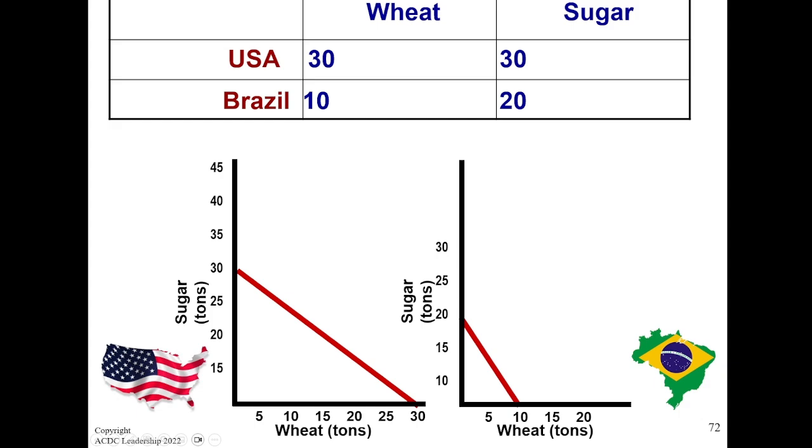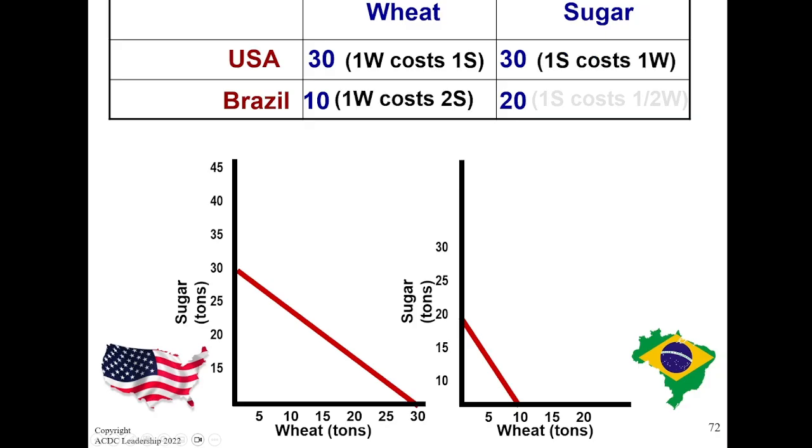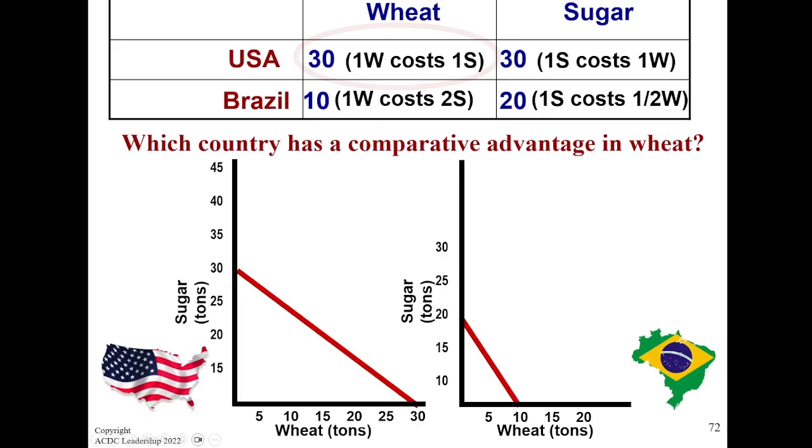So what we say here is, US, you produce all the wheat. Brazil will produce all the sugar, because it costs less for them to produce it. And then we'll just trade for who needs what. So the U.S. has a comparative advantage in wheat, and Brazil will be producing sugar.